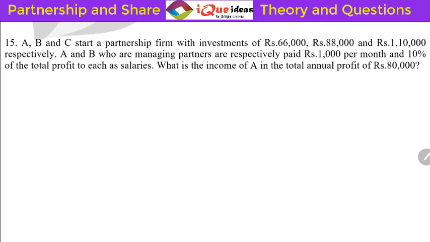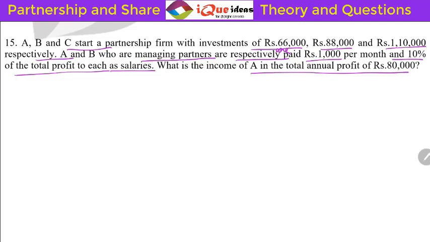The 15th question is again a very tricky one. It says ABC start a partnership firm with investment of 66,000, 88,000 and 1,10,000 respectively. A and B, who are managing partners respectively, are paid rupees 1,000 per month and 10% of the total profit to each as salaries. Oh, right. What is the income of A in the total profit of 80,000 rupees?